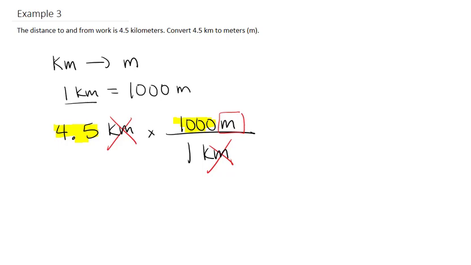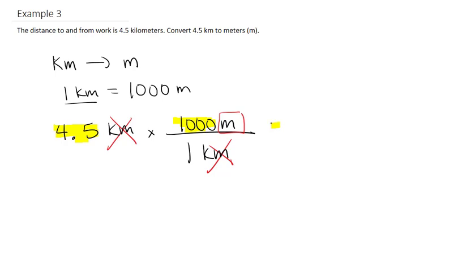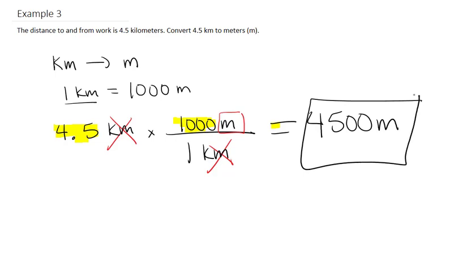So let's get our calculators out. 4.5 times 1,000, and we get 4,500 meters. This would be our final solution. Now let's look at another example.